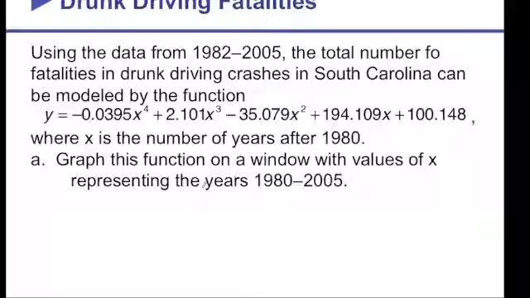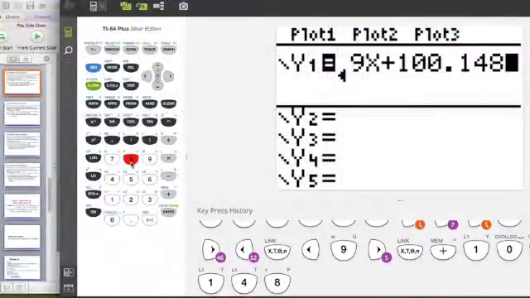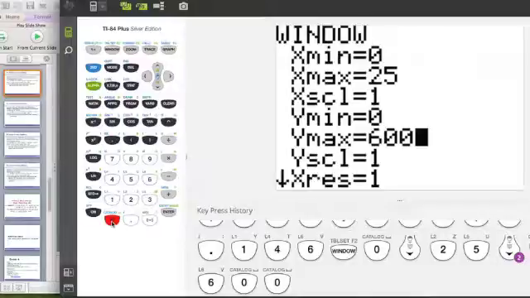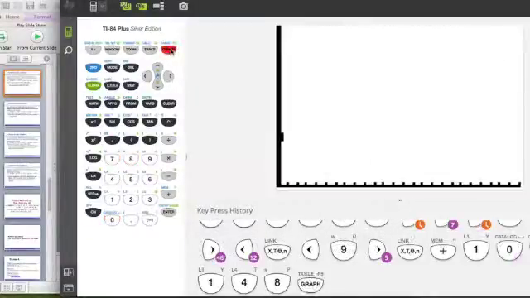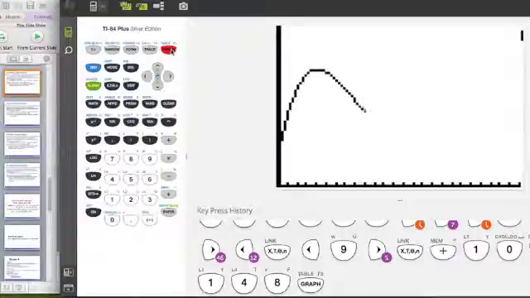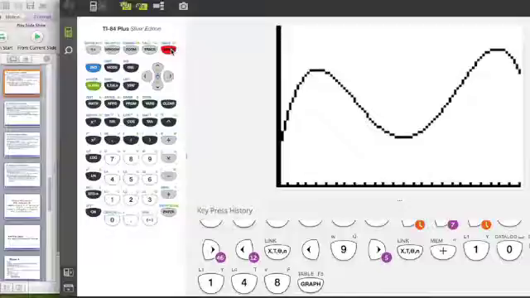We want to graph this function on a window with values of x representing the years from 1980 to 2005, with y as our maximum number of accidents. This is an interesting looking graph.